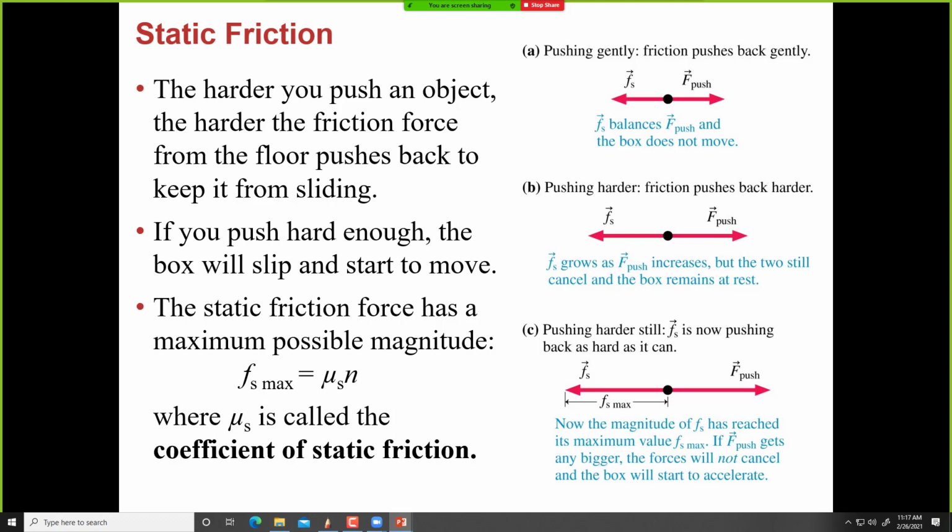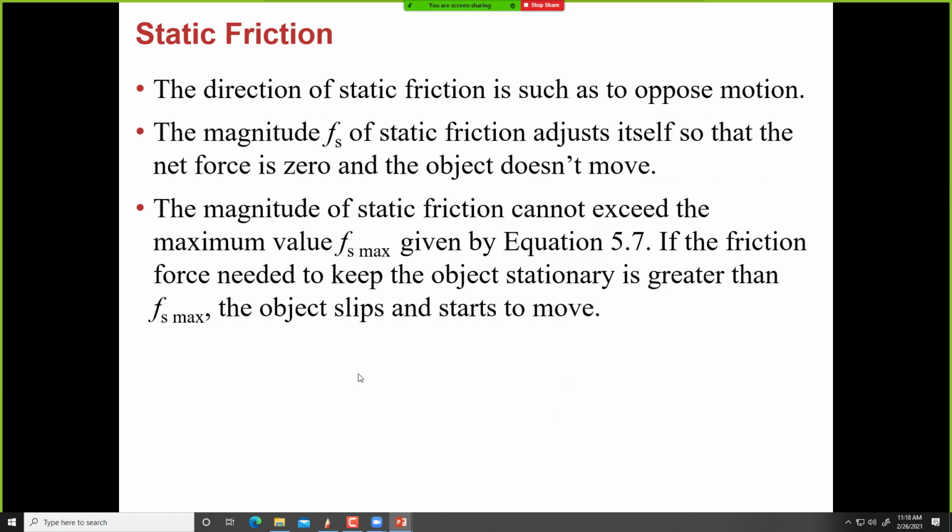Okay? And this mu s depends on different kinds of objects. Okay? It's different for different objects. I'll show you some values later. And this is the normal force. So we'll be using this formula a lot in solving the problems. Okay? So that's the static friction. And I already mentioned that.